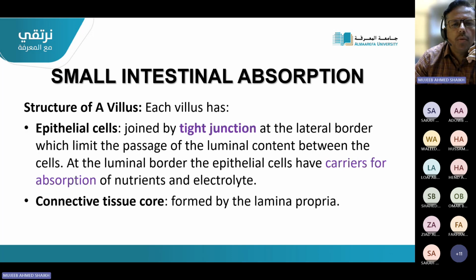So intestinal absorption could be active or passive. When we say active absorption, that means it requires energy. When we say passive absorption, that means there is no utilization of energy. When we say primary active transport, that means energy is spent at the same site. When we say secondary active transport, the energy is utilized somewhere else and the absorption is occurring at this place. So this is the meaning of primary and secondary active transport.